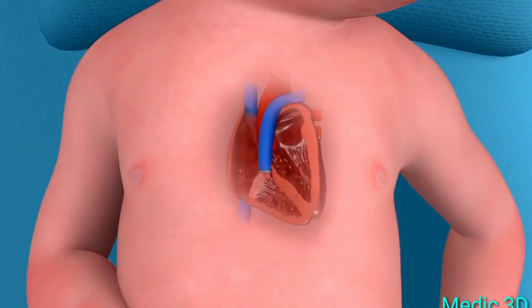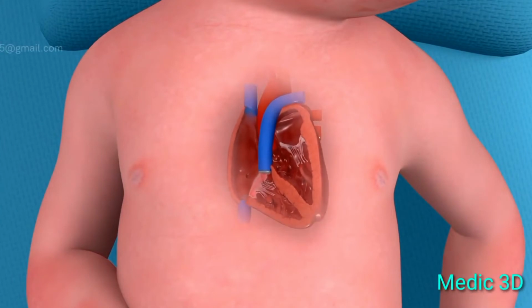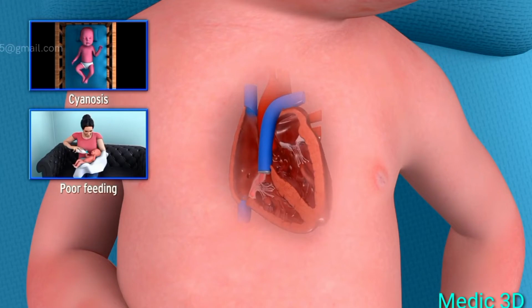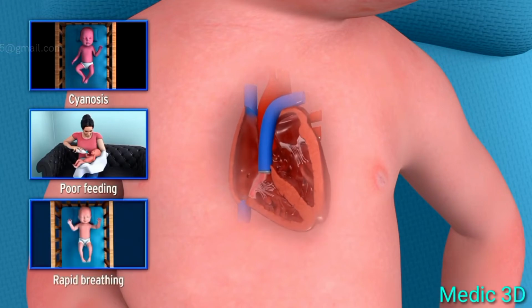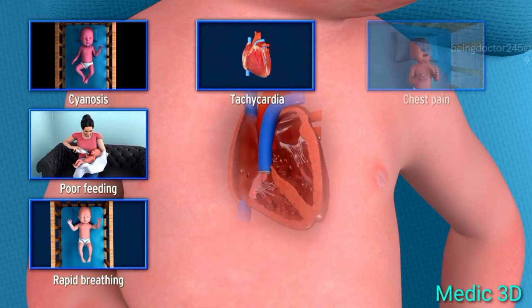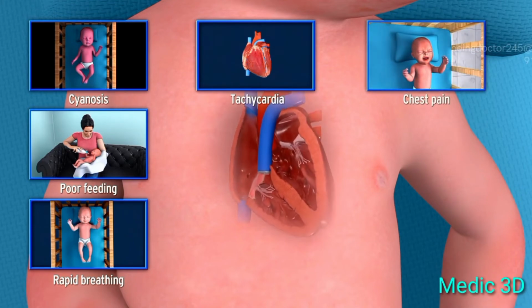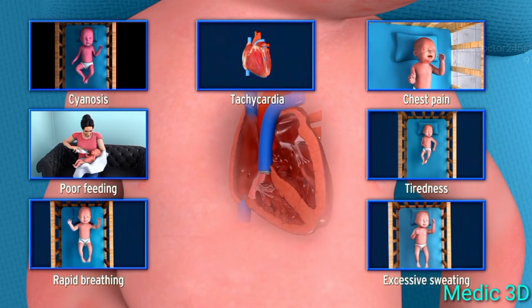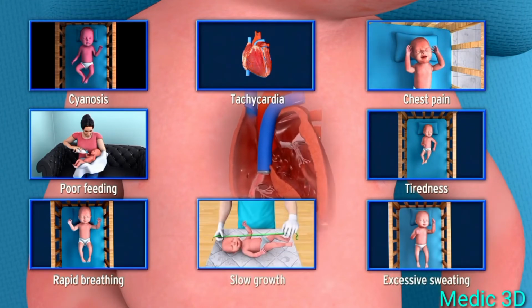Some of the common symptoms observed in toddlers include cyanosis, poor feeding, rapid breathing, tachycardia, chest pain, tiredness, excessive sweating, and slow growth.